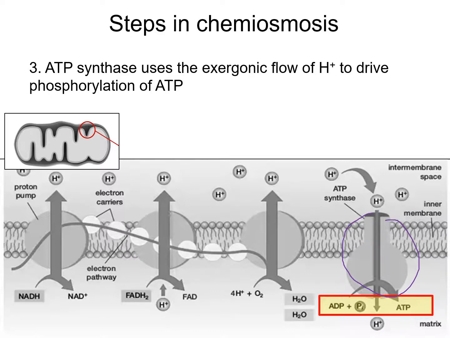So this part is pretty cool. As the hydrogens come through here, they actually turn this thing, and that phosphorylates ADP into ATP. So this is kind of like a giant water wheel. The hydrogens come down through there, they turn it, and it phosphorylates and makes ATP.